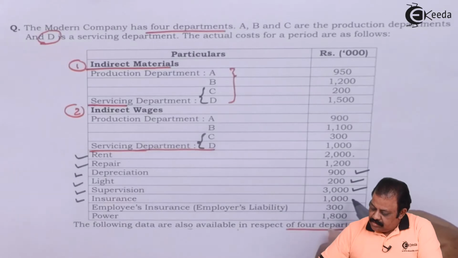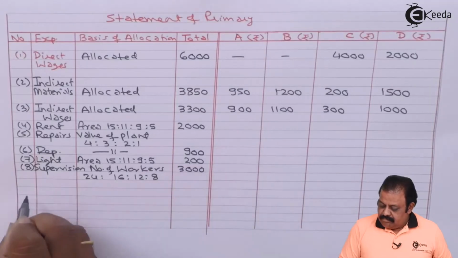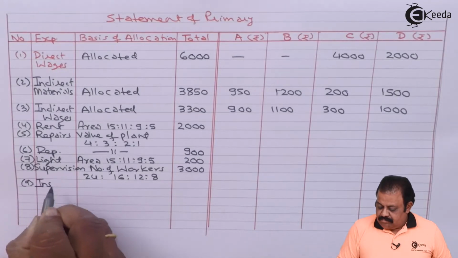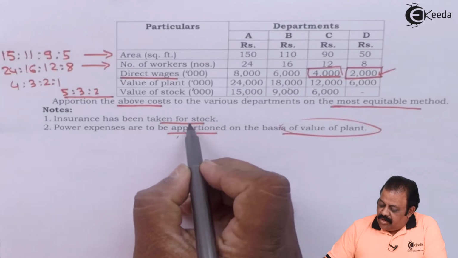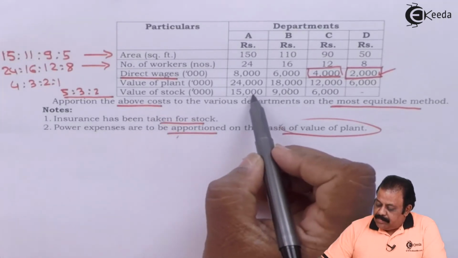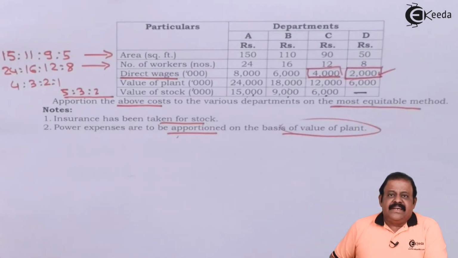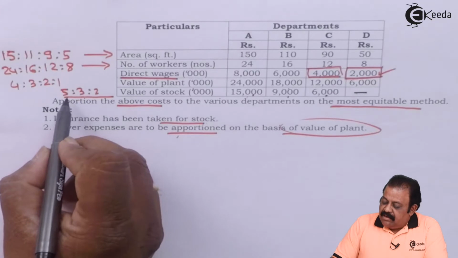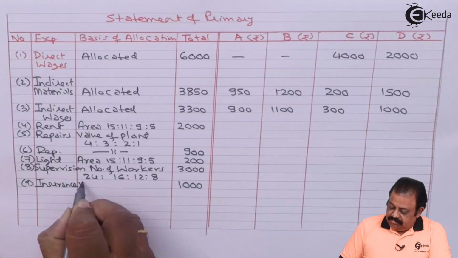Insurance 1000. Insurance has been taken for stock. Here they have given value of stock 15,000, 9,000 and 6,000. There is no stock in department D. So the ratio will be 5:3:2.